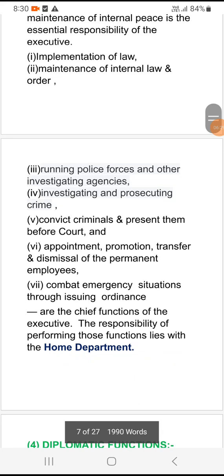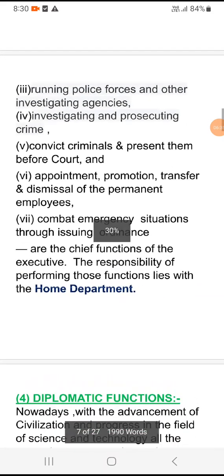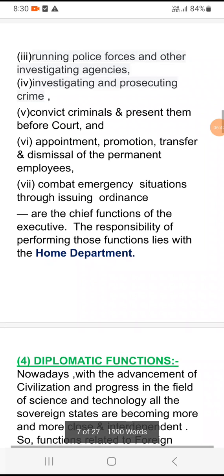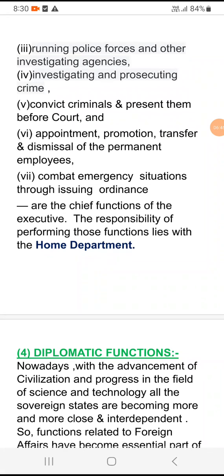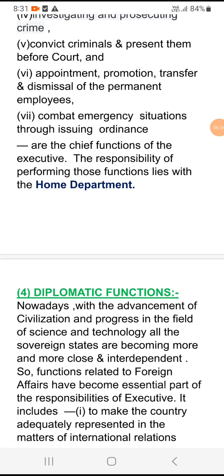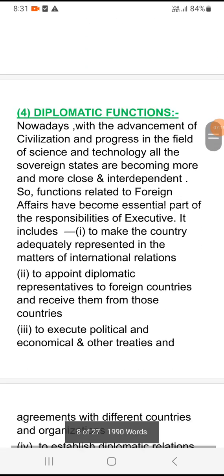Implementation of law, maintenance of internal law and order, running police forces and other investigation agencies, investigating and prosecuting crime, convicting criminals and presenting them before court, appointment, promotion, transfer, dismissal of the permanent employees, and combating emergency situations through issuing ordinances are the chief functions of the executive. In the broad sense, the internal administration is the chief function of the executive. The responsibility of performing those functions lies with the Home Department.